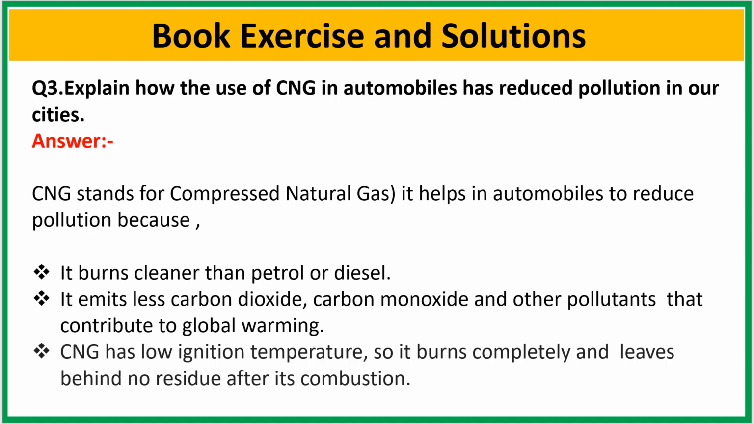Question number 3, explain how the use of CNG in automobiles has reduced pollution in our cities. First of all, we should know what is the meaning of CNG. CNG stands for compressed natural gas. It helps in automobiles to reduce pollution because it burns cleaner than petrol or diesel. Second one, it emits less carbon dioxide, carbon monoxide and other pollutants that contribute to global warming. Third one, CNG has low ignition temperature, so it burns completely and leaves behind no residue after its combustion. Here what is the meaning of residue? A small amount of particles left at the end of the combustion process is known as residue.